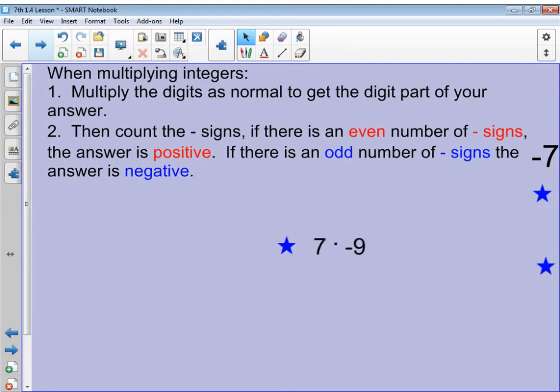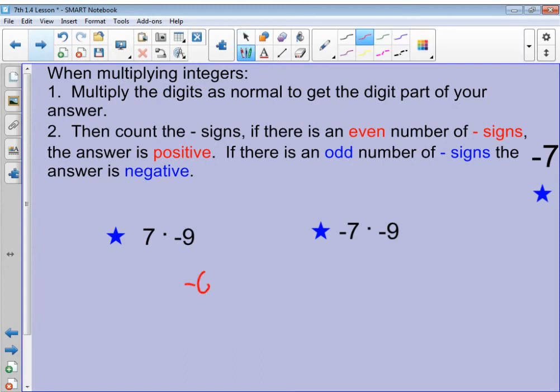Okay, why don't you go ahead and try these two? If you need to, you can pause your video. I'll give you a couple seconds to go through and answer these. You should have gotten negative 63 for the first one and positive 63 for the second one.